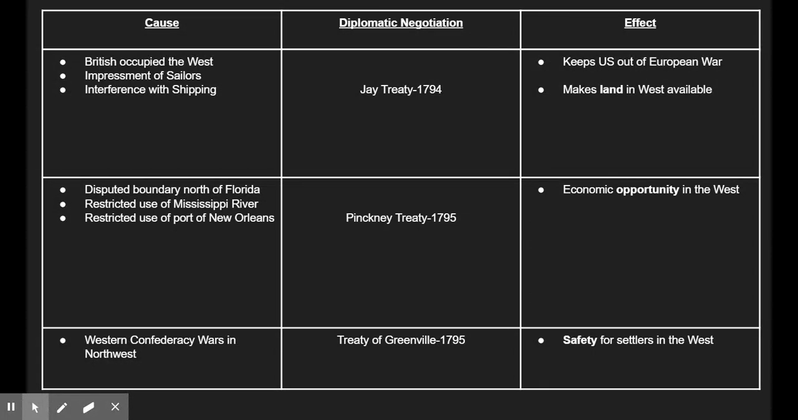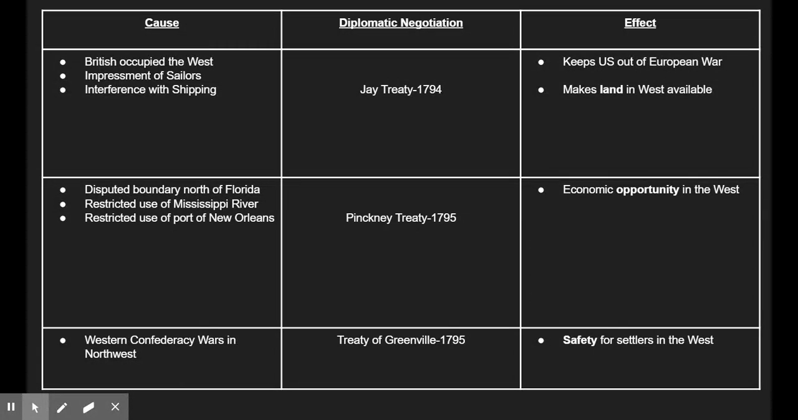The British practiced the policy of impressment of sailors. Impressment is the term for taking over a ship and forcing the crew of that ship to basically join your navy. So the British would capture and kidnap American ships on the seas and force the sailors and crew to work for the British Navy. And the British continued to interfere with our shipping on the Atlantic and along the coast. To solve this problem, John Jay was sent to meet with the British to work out some solutions to these issues. The result was Jay's Treaty in 1794.